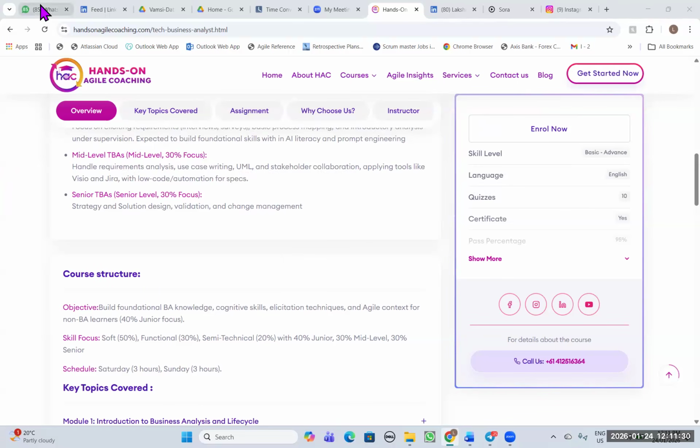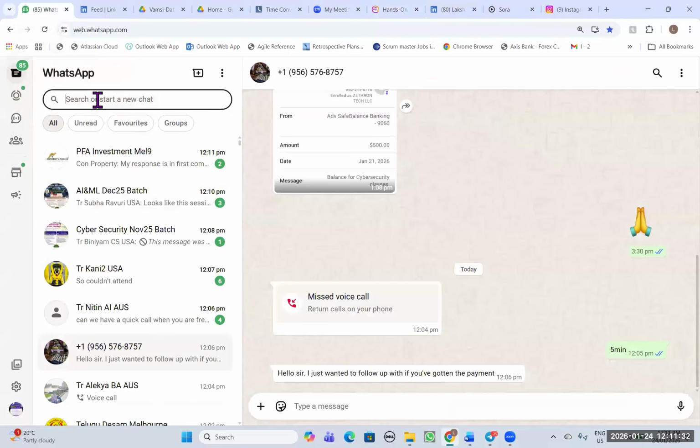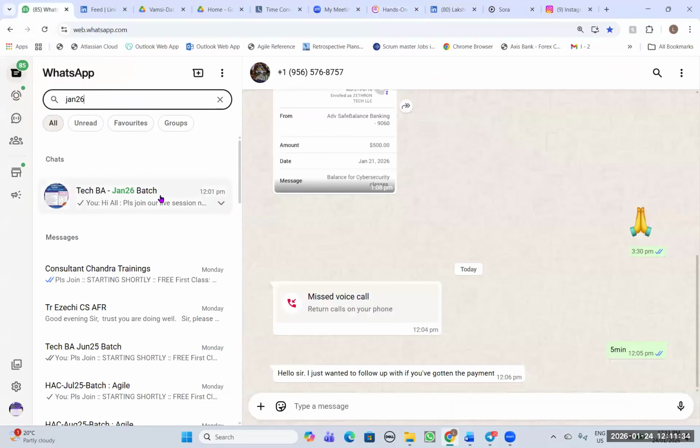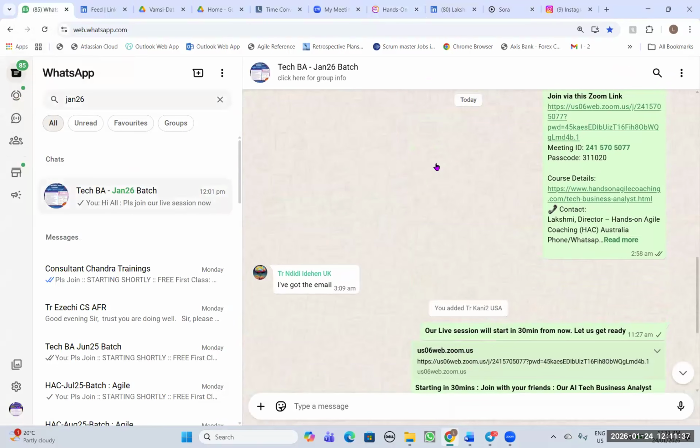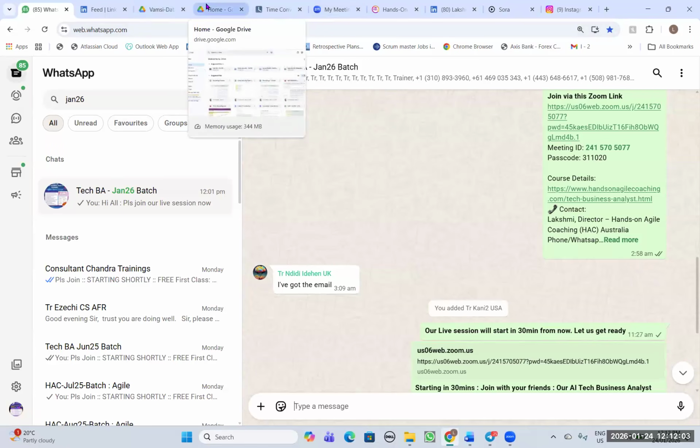All of you are going to get extensive support in the WhatsApp group also. For example, this is my WhatsApp group, Jan 26 Tech Business Analyst. Today is 2.5 hours, tomorrow also 2.5 hours, and all are most welcome to join using the same Zoom link tomorrow at the same time. After these 2 days of training, whoever is interested in registering, I will be very happy to add you to this group. Also, each and every live class will be recorded as well.